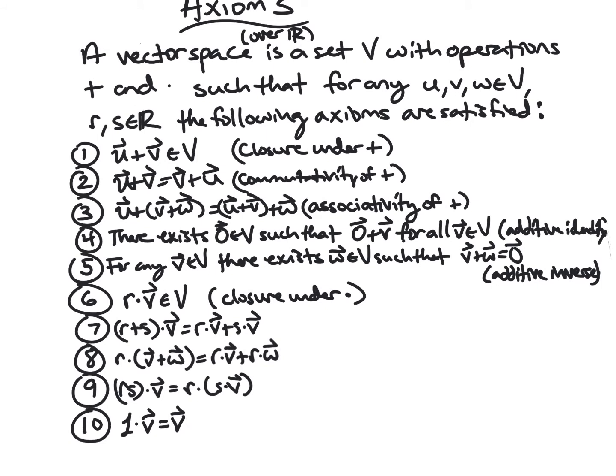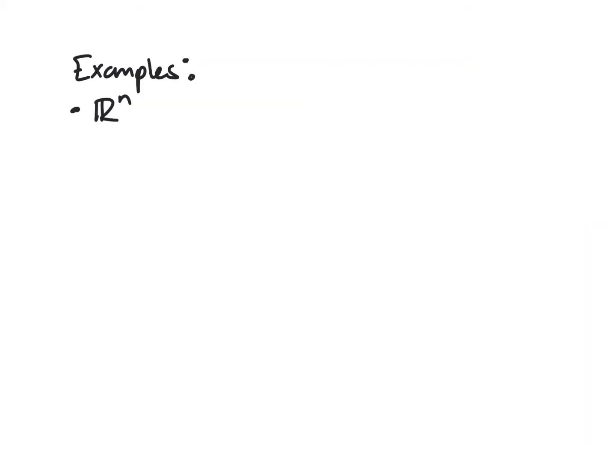Not going to go through these in totality again. But we will discuss a lot of them later when talking about how some of these sets will fail some of these axioms, and thus not be vector spaces. All right, so now let's go ahead and look at some examples of vector spaces.